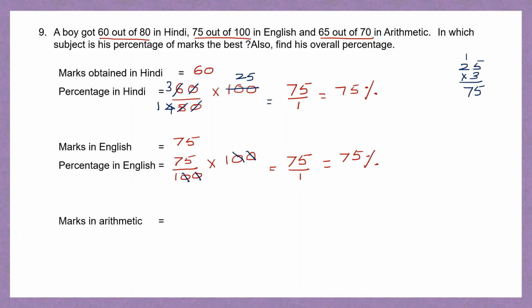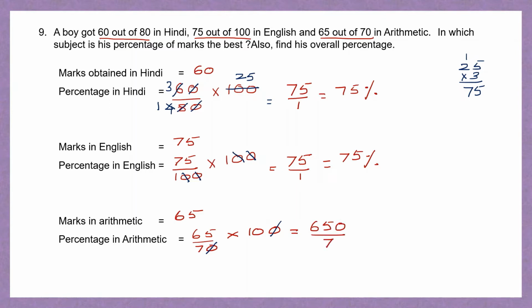Now let's see his marks in arithmetic. Arithmetic he got 65 out of 70. So to find his percentage we say 65 by 70 into 100. So let's do the cancelling here. I can cancel 1 0 there and 1 0 here. Now that's all I can do. I can't cancel any more. Let me multiply the numerators. 65 into 10 is 650. And in the denominator we have 7. So let's multiply 650 by 7.